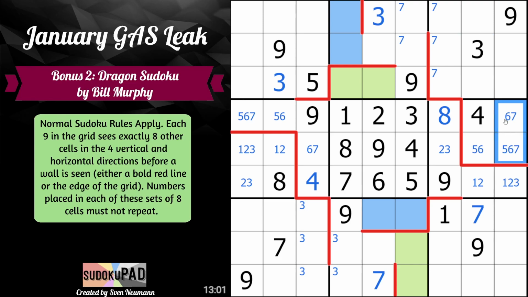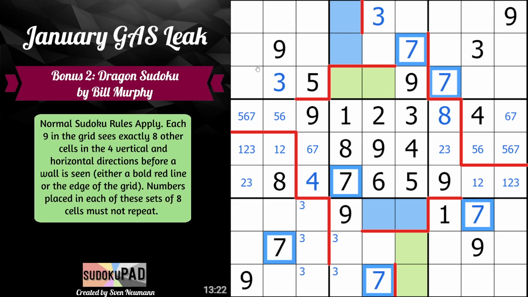Oh, and because, sorry, here we go. Because 7 is contained here, that tells us neither of these can be 7. This 9 will already see a 7. None of these can be 7. That means this is 7. This is 7. Yeah. All right. That was what we were missing.